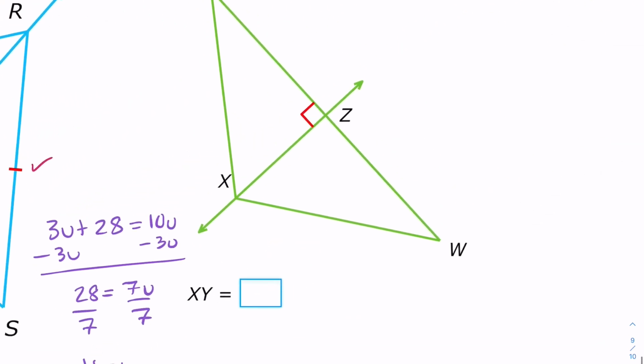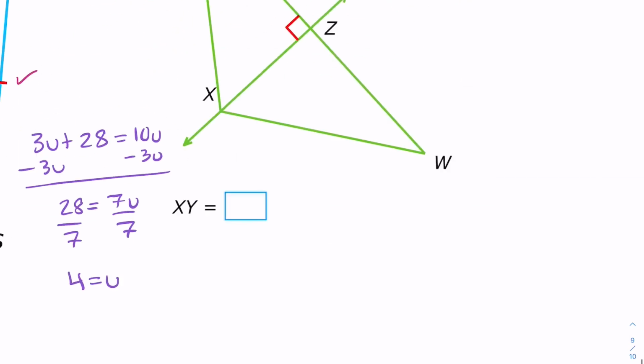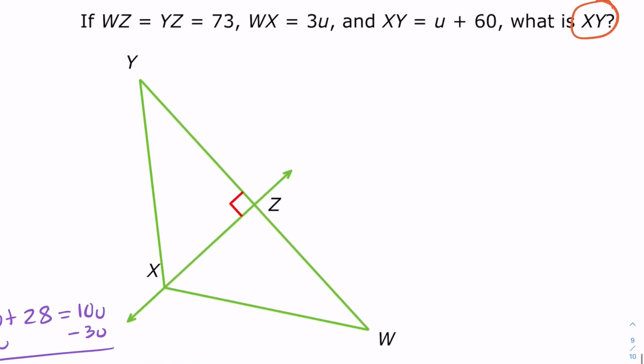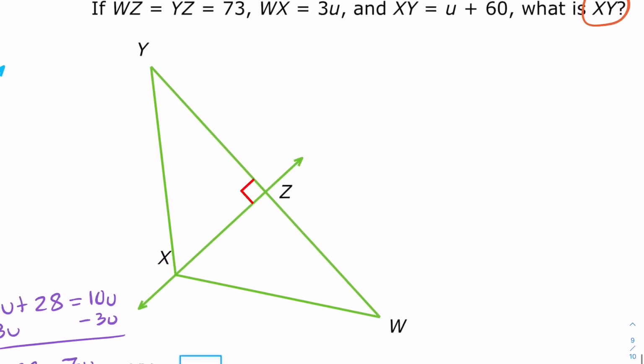All right. The last one, I think that's our last problem of the unit. Be careful, it's not asking us to solve for U, it's asking us to find XY. Okay, so once I find U, I then need to substitute it in. So here we have WZ is congruent to YZ because they're both 73. Okay, and that makes these congruent, and WX is 3U, and XY is U plus 60.